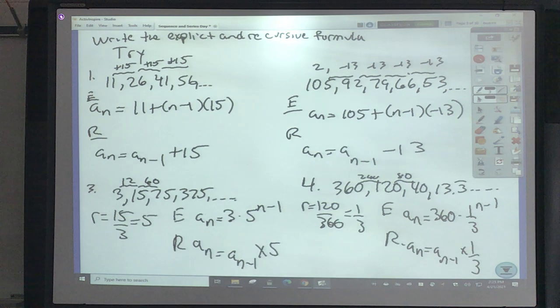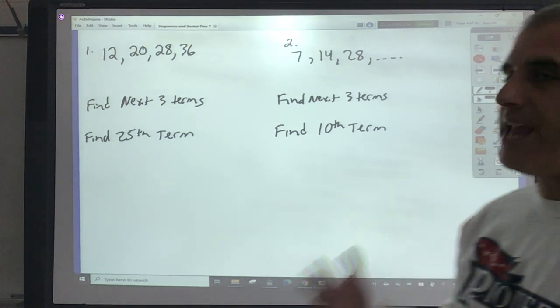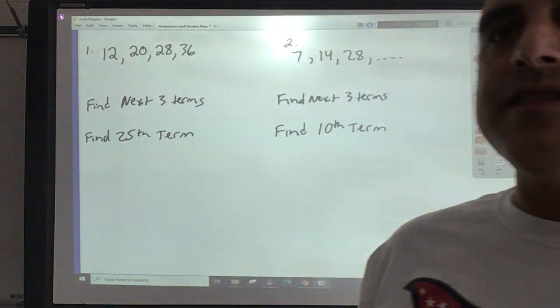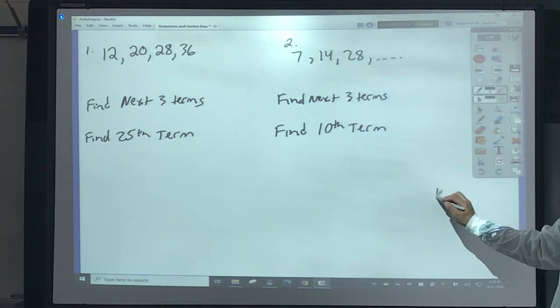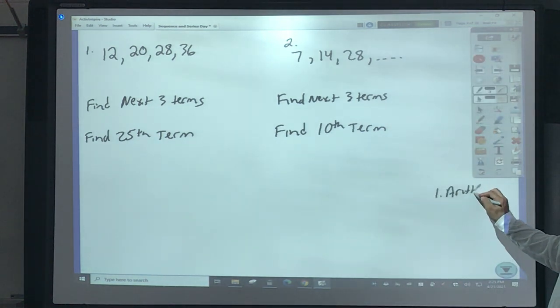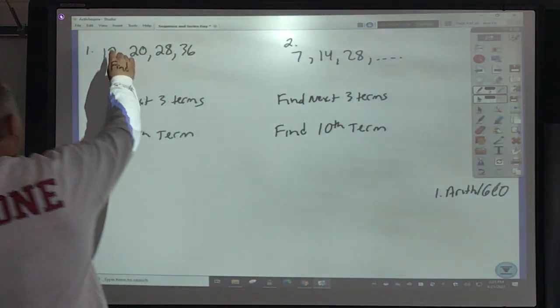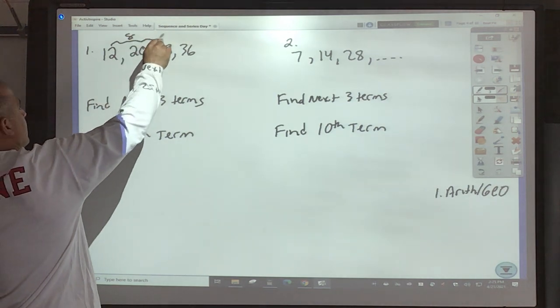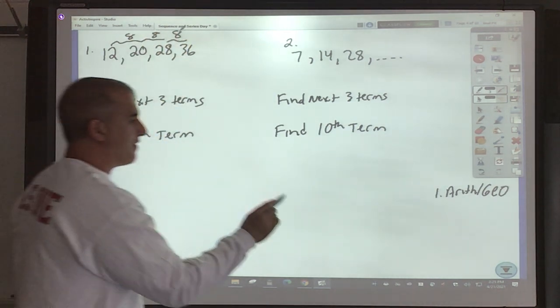All right, so let's go on to the next thing. Now what I want to do is learn how to find the next 3 terms and then find a certain term. What you need to do in order to do this, first of all, you have to figure out: is it arithmetic or is it geometric? So we look at our patterns and how those work. Well, this would be 8, 8, and 8. So this is arithmetic.